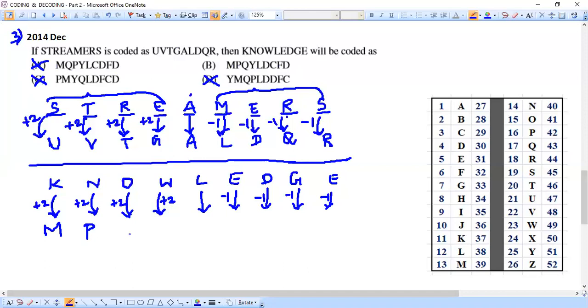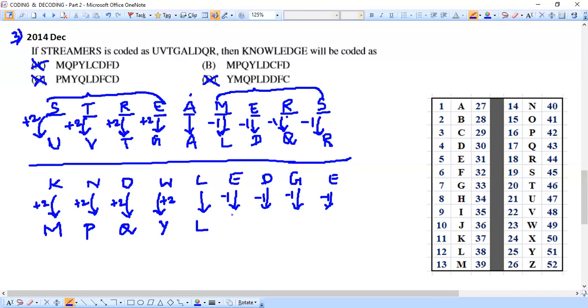Yes, we continue and get the answer. O plus 2. O is already at the 15th position. Plus 2, we'll be getting 17. 17 corresponds to Q. Yes, we are right. Next, quickly we'll do W, which is 23. 23 plus 2 will go to 25, which will be Y. And L is the fifth letter, it will be the same L only, no change.